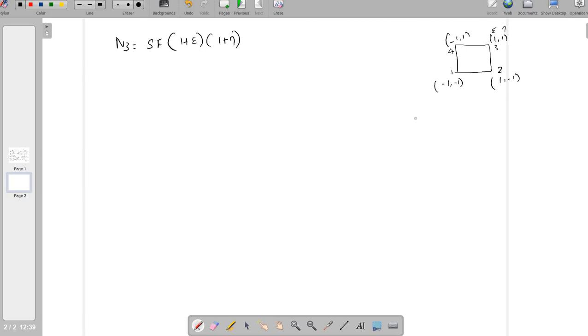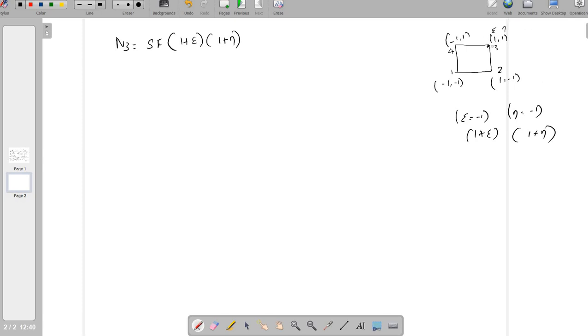So in the conventional method, for node 3 you should consider the equation of 4 1 and the equation of 1 2. What is the common factor for the equation of 4 1? It is epsilon equal to minus 1. What is the common factor for 1 2? It is eta equal to minus 1. If you make it an equation, it is 1 plus epsilon and 1 plus eta.